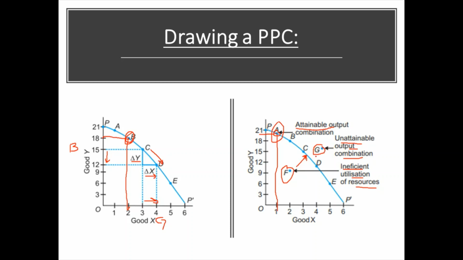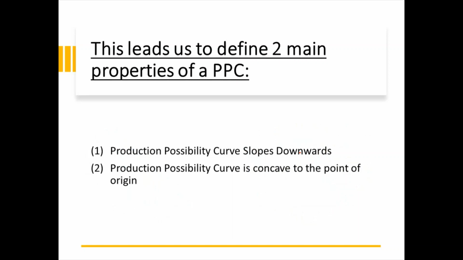So this can only happen when the production possibility curve shifts to this point, somewhere like here, parallel to the original production possibility curve. Only then can the economy attain point G. So we'll see how the shift happens. As of now, I hope this is clear.